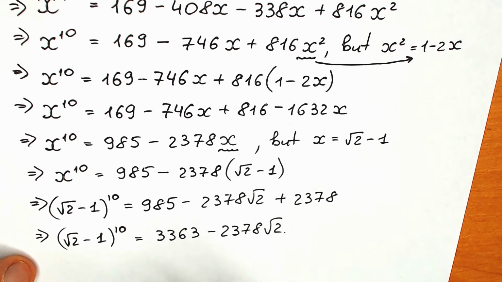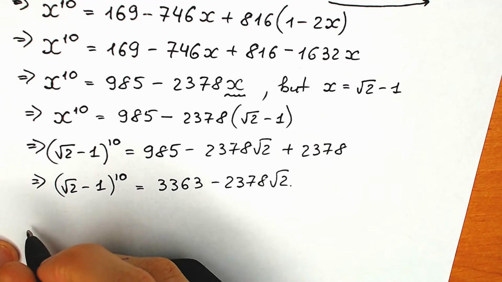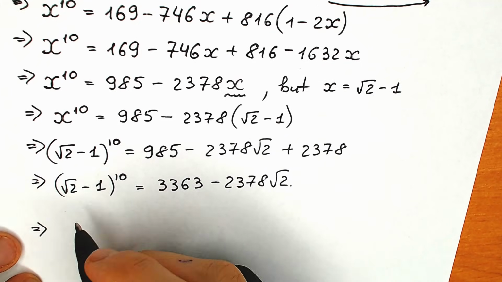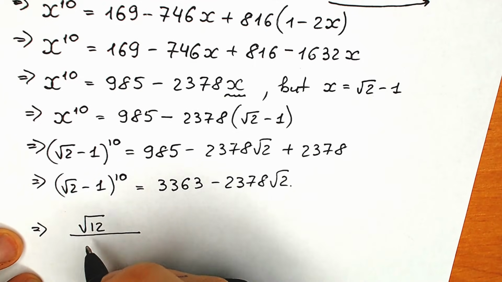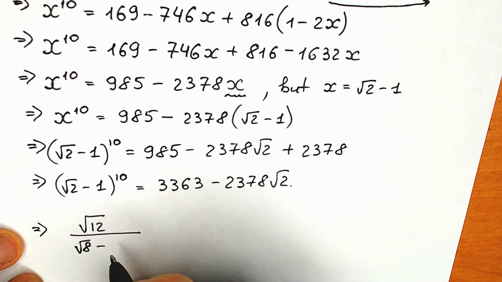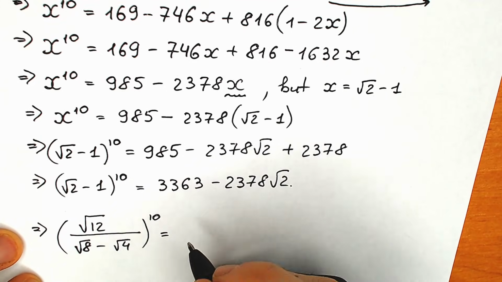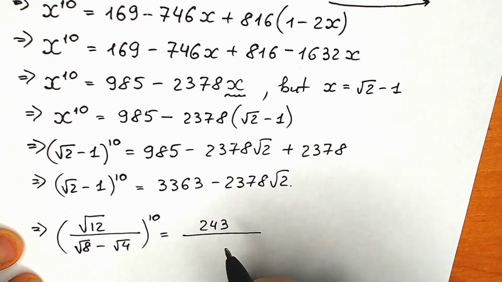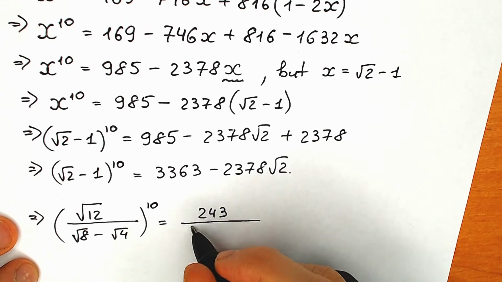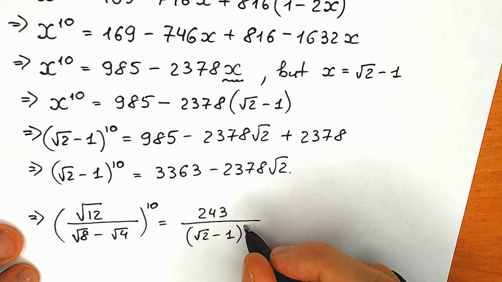And right now I want to rewrite my expression from the beginning, because we will write our final answer. So our question from the beginning looks like that. So we have square root of 12 over square root of 8 minus square root of 4 to the power 10. And after all these steps we get 243, so I hope you remember it. 243 we divided by square root of 2 minus 1 to the power 10.